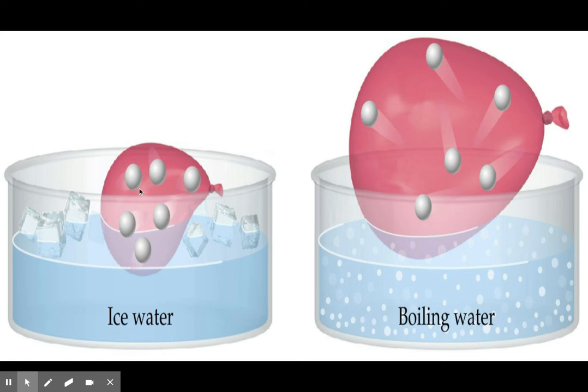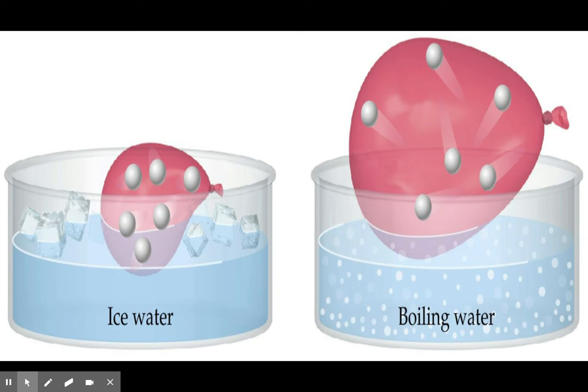Now, if we put the balloon filled with gas into ice water, that's going to lower the temperature, and that's going to lower the speed of the gas particles. And so they're hitting the sides of the container with less energy. And so the balloon is going to shrink. Over here in the boiling water is going to cause the particles to move faster and hit the sides of their container with more energy, causing the balloon to expand.